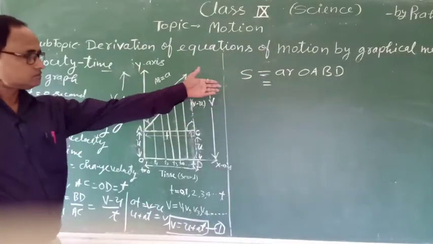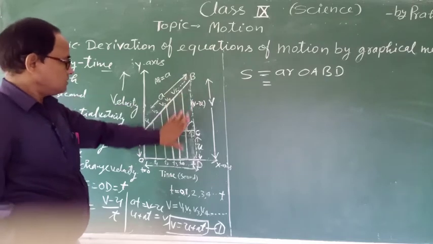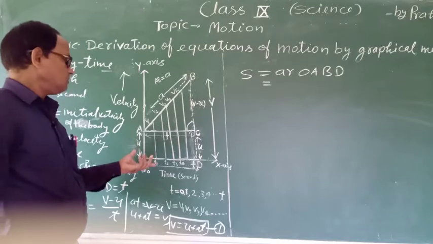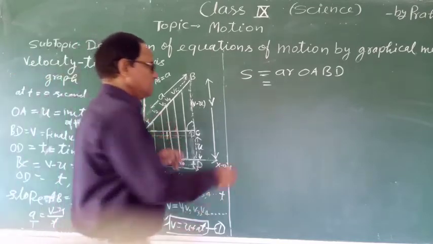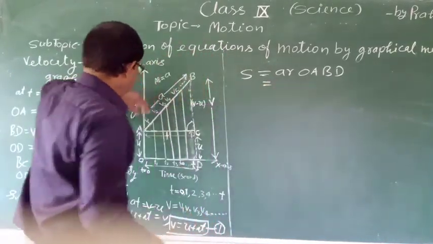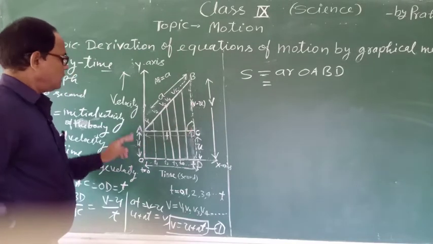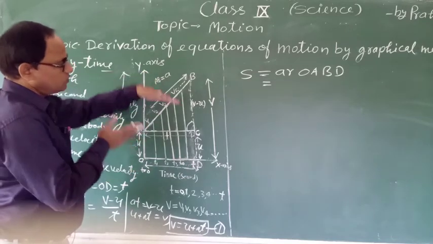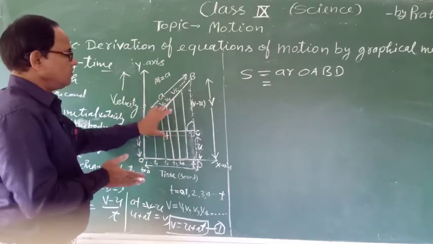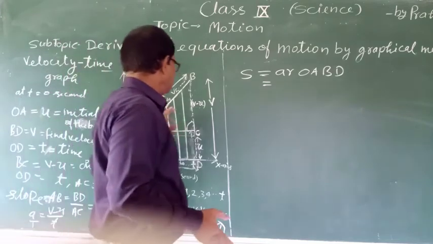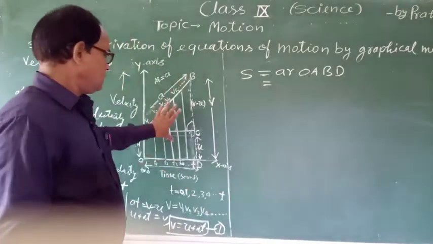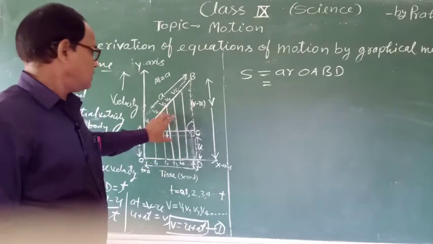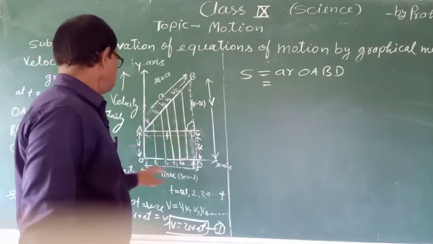Look here, total area is the displacement which is covered by the body. In this case, ABC and ACDO divide the area into two parts, and we can determine the total distance easily by these two areas, ABC and ACOD.